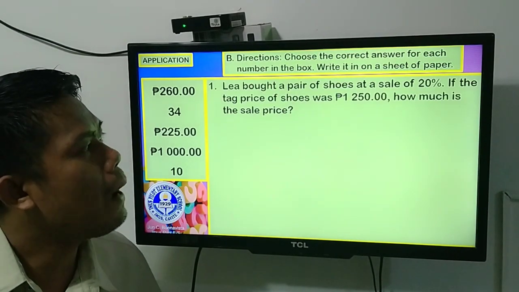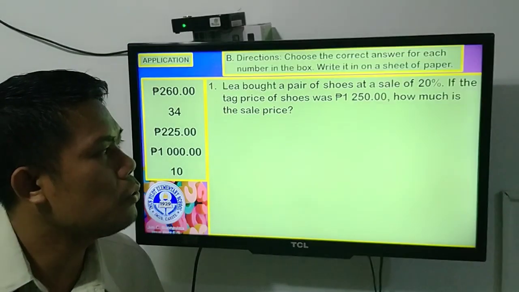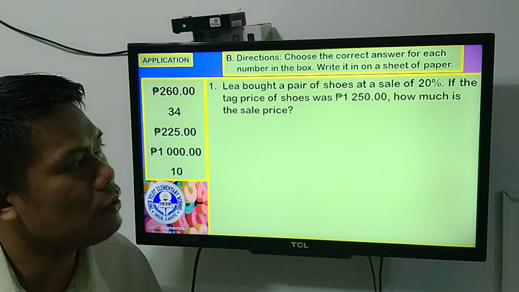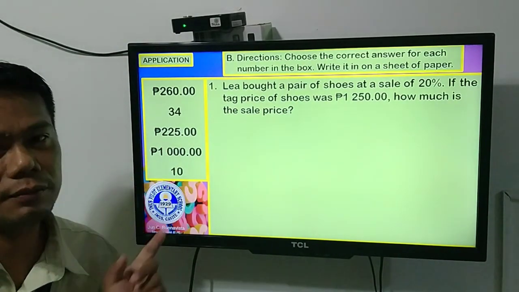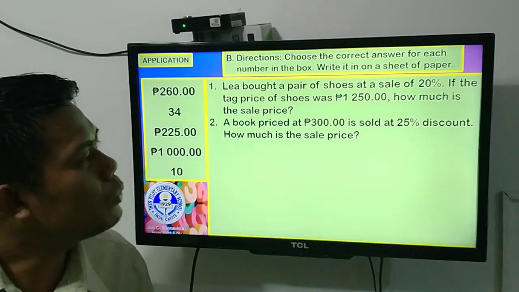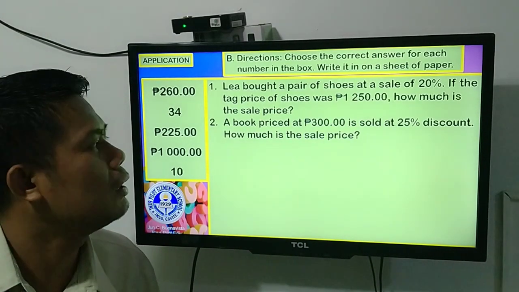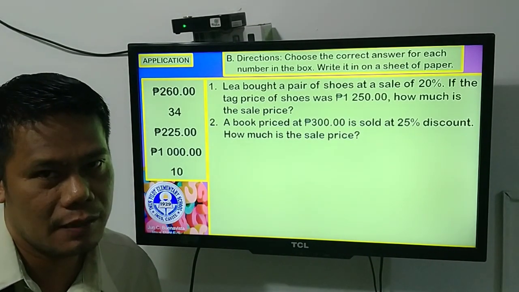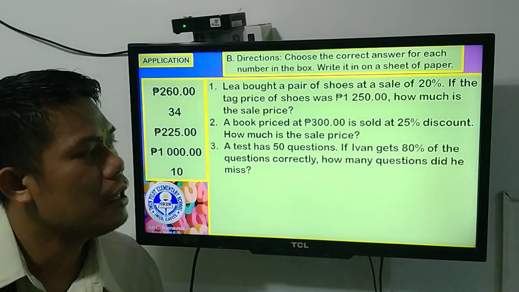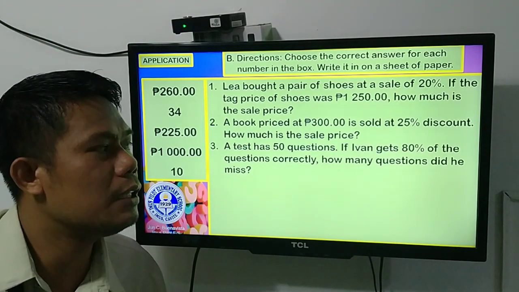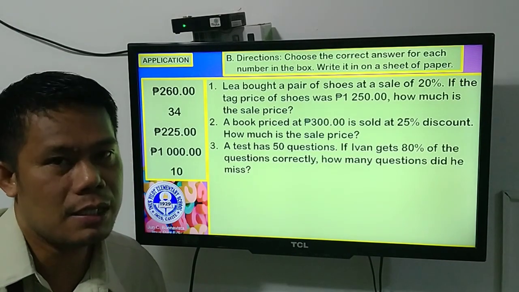Number 1, Leia bought a pair of shoes at a sale of 20%. If the tag price of the shoes was 1,250 pesos, how much is the sale price? So, dito ka pipili ng sagot. Number 2, a book priced at 300 pesos is sold at 25% discount. How much is the sale price? Number 3, a test has 50 questions. If Ivan gets 80% of the questions correctly, how many questions did he miss?